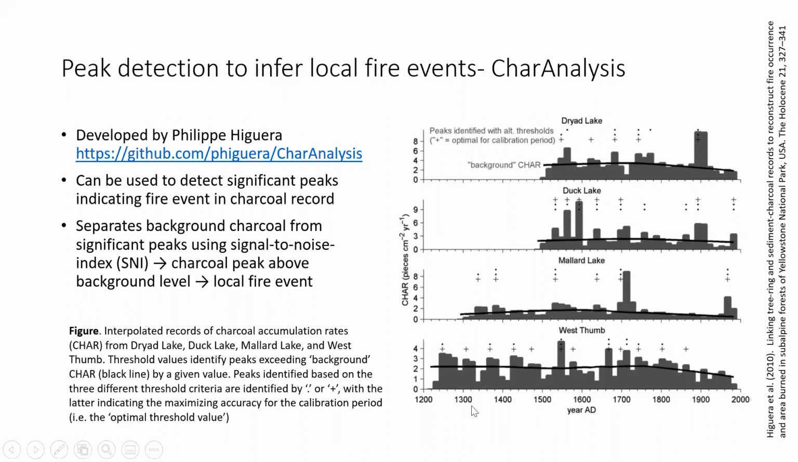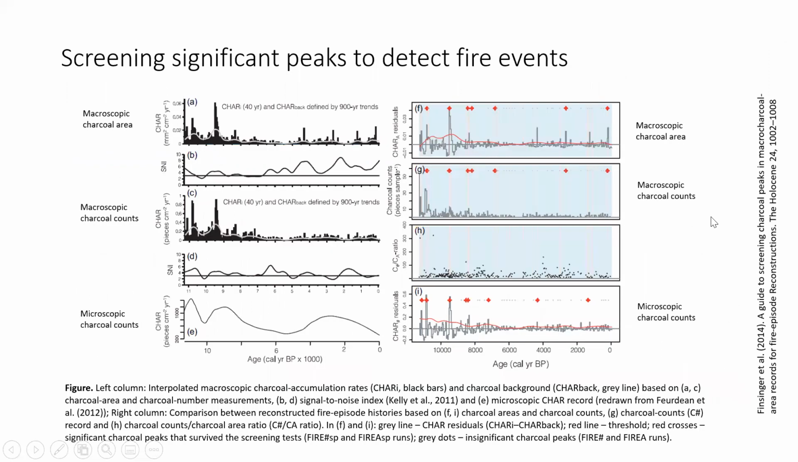And in these examples, you can see the charcoal record, basically pieces per the charcoal influx values. And then here is the background charcoal record, and then there are the peaks. And then you have the marks here where CharAnalysis has singled out these peaks that are then these significant peaks and can be inferred as local fire events. Here is one example using CharAnalysis.